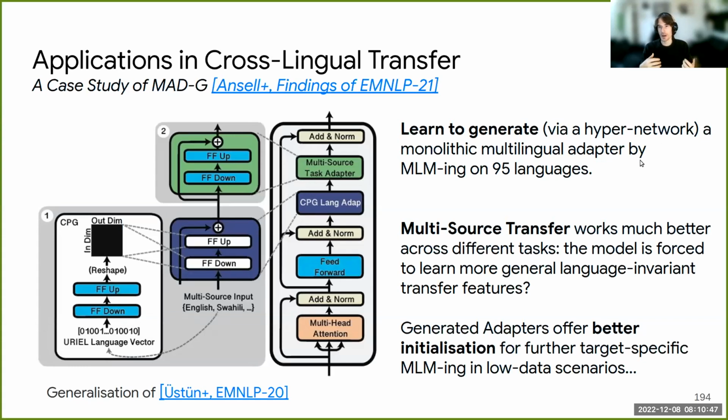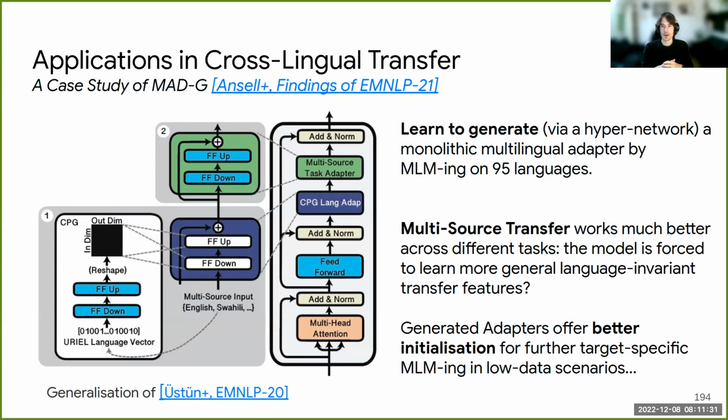So we are trying to learn to generate a monolithic multilingual adapter by doing masked language modeling on almost 100 languages. So we know the language of the example. And so what we are actually training is the hypernetwork that gives us the actual generated language adapter for the particular language conditioned on the particular language vectors. So that way we can actually generate the module on the fly. So if we see the input comes from Swahili, we will condition generation on the Swahili vector. If we see that the input comes from German, we'll condition on the German representation.